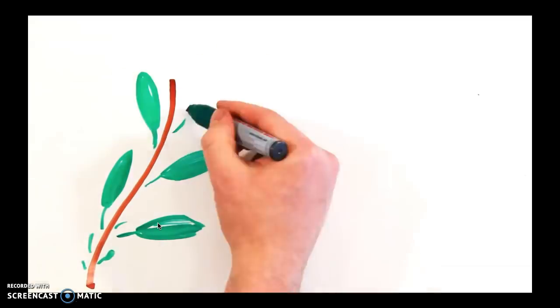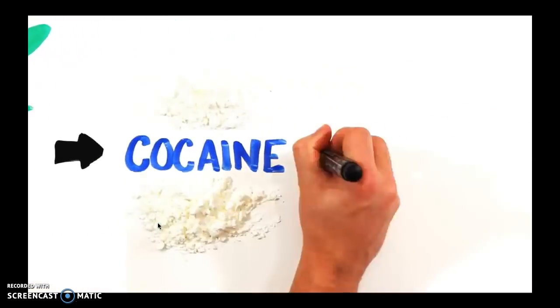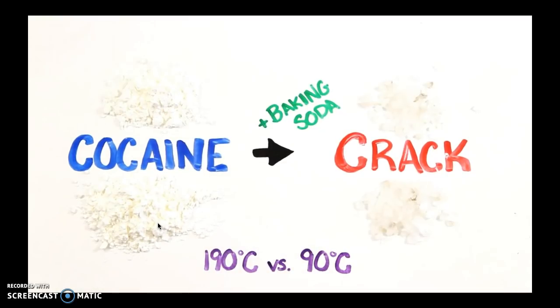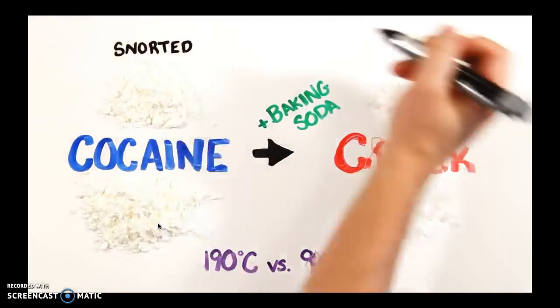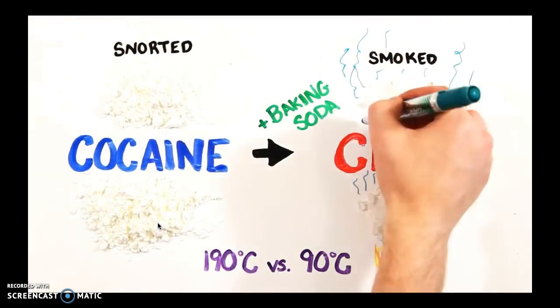Crack is simply another form of cocaine which comes from the leaves of a coca plant. After mixing powdered cocaine with a weak base such as baking soda, it changes composition and a solid is produced, often referred to as rocks. This solid has a much lower melting point than cocaine, allowing it to be smoked as opposed to snorted. In fact, it's called crack because of the sound it makes when heated.